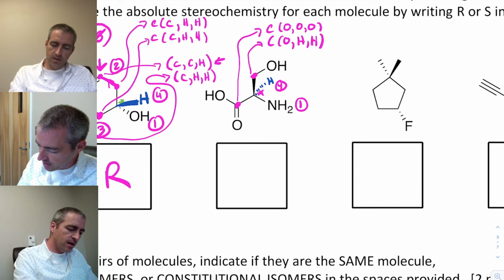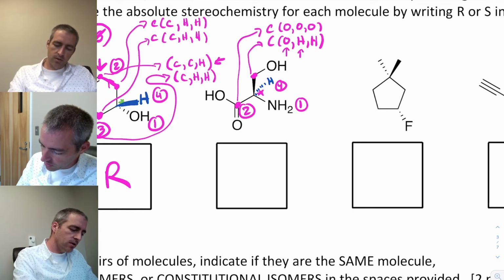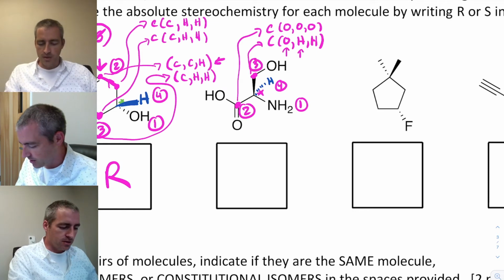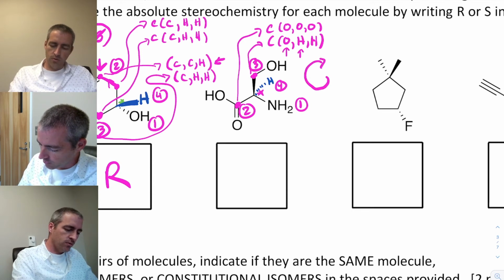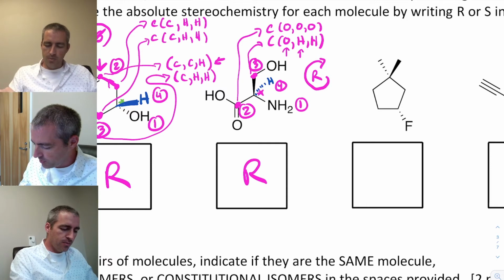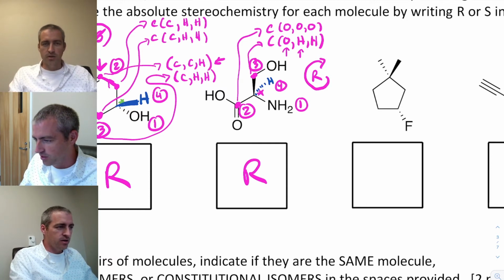So first element, they tie. Second element, the higher priority group goes down to the bottom. The lower priority group goes up to the top. 1, 2, 3 goes around in this order, which is clockwise, which is R. And we're going to keep R because our hydrogen is pointing back.